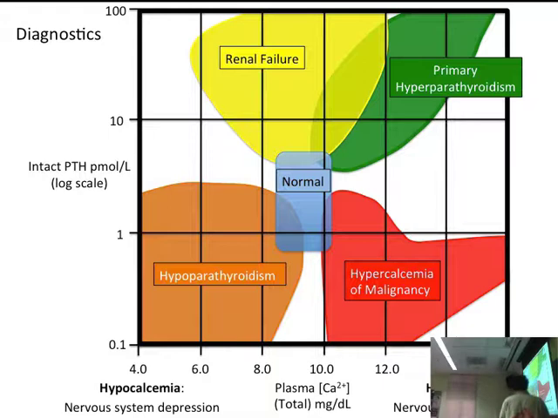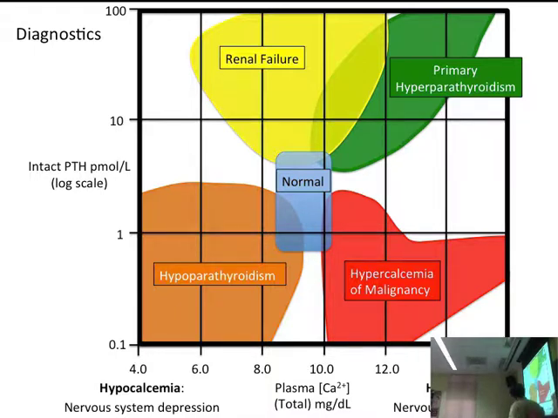Your circulating level of calcium can be an important diagnostic tool. So here is a scale of plasma concentration of calcium. And here's that normal range right around 10 that we talked about. Okay? And if you chart that on this scale with the circulating concentration of parathyroid hormone, if you see where a patient's parathyroid hormone is in relationship to their calcium, it can be diagnostic of a whole host of pathologies.